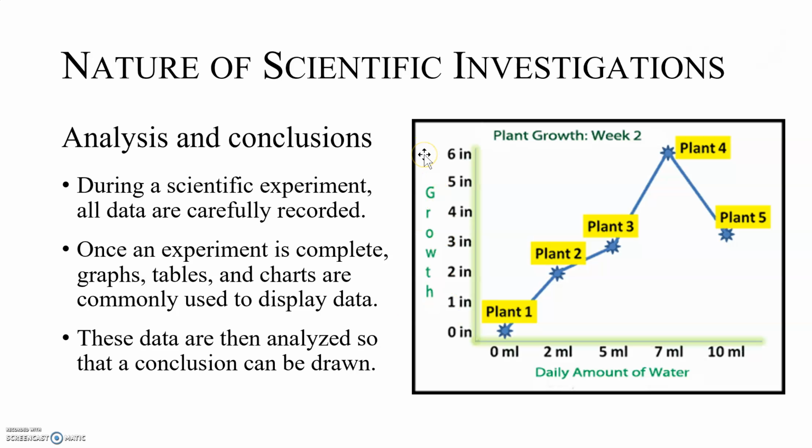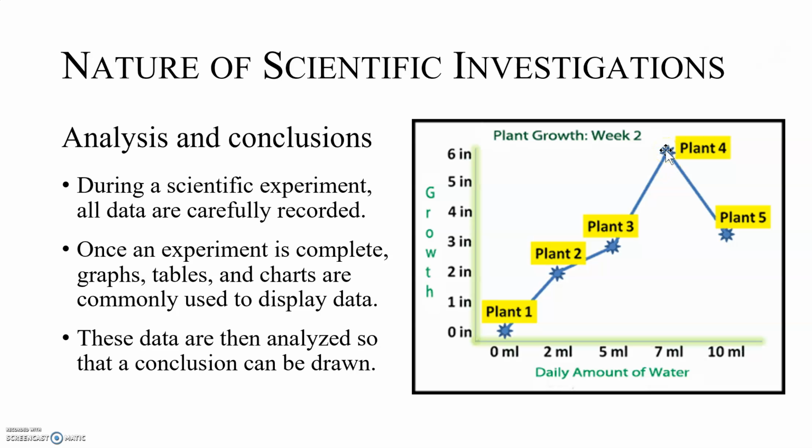We can't directly tell the plant to grow. We can't force the plant to grow. We can add water and then we can wait and see what happens. And that's what we've done here. The one where we added 0 water, surprise, surprise, no growth. And where we added 2 milliliters, we got 2 inches of growth. 5 milliliters, we got 3 inches of growth. We had a huge spike here, 7 milliliters of water, we had 6 inches of growth.